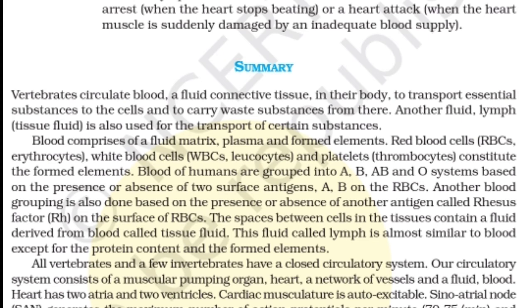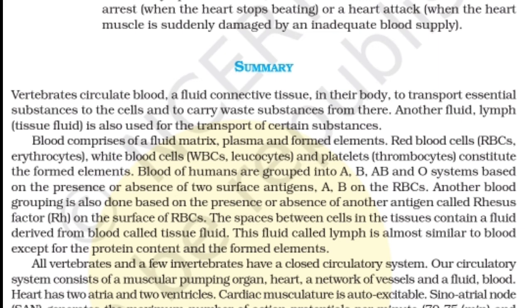Blood of humans are grouped into A, B, AB and O systems based on the presence or absence of two surface antigens, A and B, on the RBCs. Another blood grouping is also done based on the presence or absence of another antigen called rhesus factor (Rh) on the surface of RBCs. The space between cells in the tissues contain a fluid derived from blood called tissue fluid. This fluid called lymph is almost similar to blood except for the protein content and the formed elements.